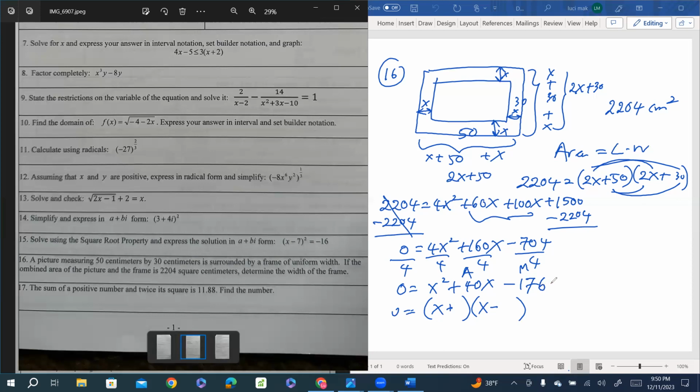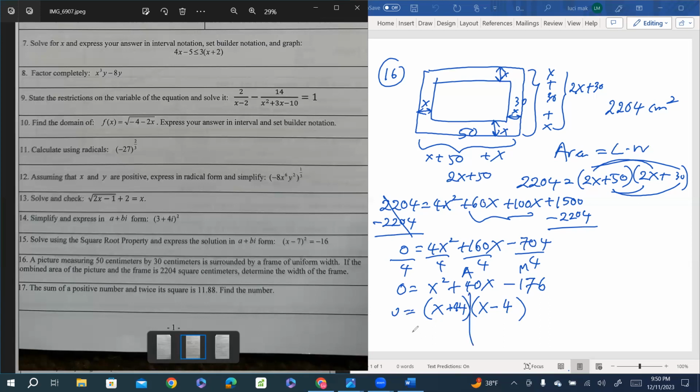Likewise, you can check it, but I believe one is going to be negative 4, and because the difference is 40, the other is going to be 44. Let's check that. 44 times negative 4 is negative 176, which is correct, and the difference is 40.